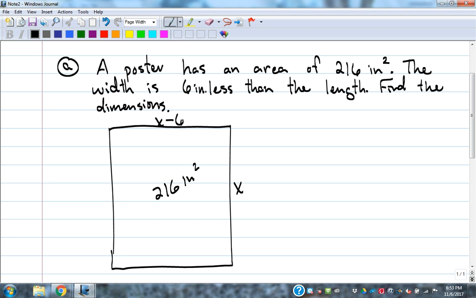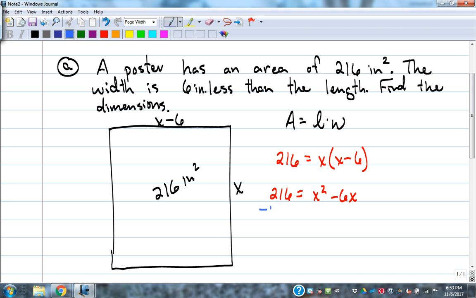And then they told us something about area, but we have to have a little bit of general knowledge about rectangles. How do you find the area of a rectangle? Length times width. So if we know that the area is 216 square inches, the length is X and the width is X minus 6, we now have a quadratic equation that we can solve. I'm going to multiply out: X squared minus 6X equals 216. And if I'm going to solve a quadratic, what do I need it equal to? 0. So I'm going to move the 216.